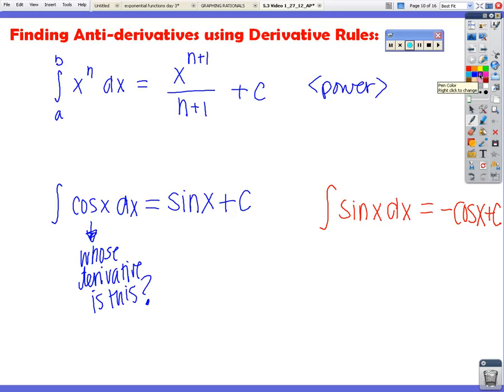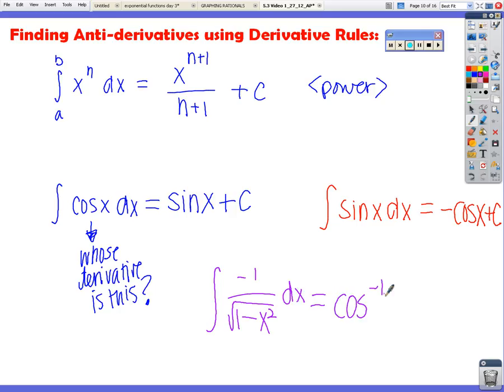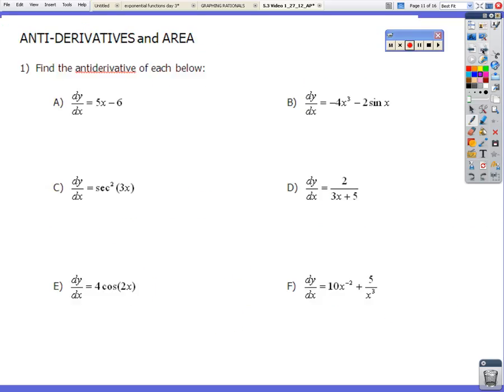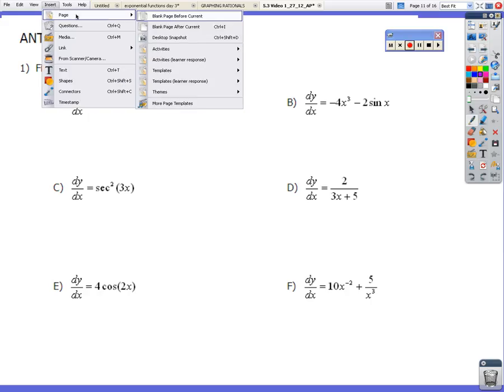Then we can get even more difficult, and we can do the integral of negative 1 over the square root of 1 minus x squared dx. That should look familiar, and hopefully I wrote that rule right. Whose derivative is that? That is cosine inverse's derivative. And then I'll show you one more before we get to that page.